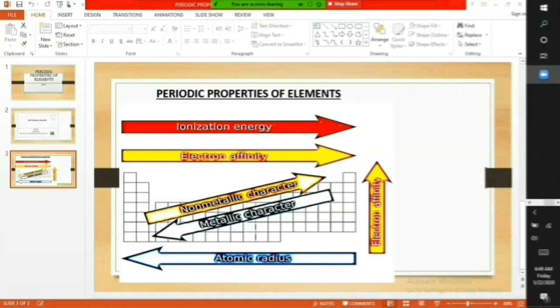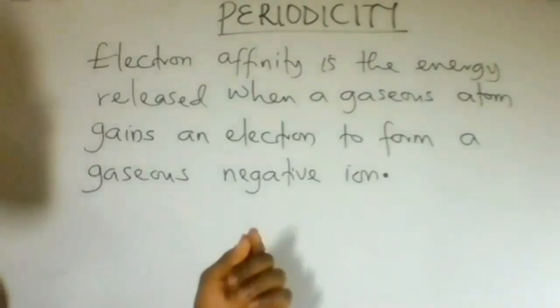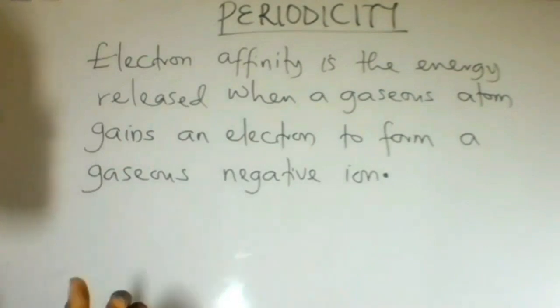In our first class on the periodic properties of elements, we saw how atomic size, melting and boiling point, and ionization energy show periodicity. In this class, we look at how electron affinity and electronegativity show periodicity. Electron affinity is the energy released when a gaseous atom gains an electron to form a gaseous negative ion.